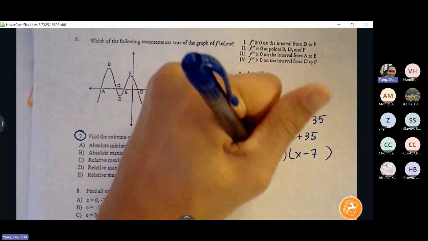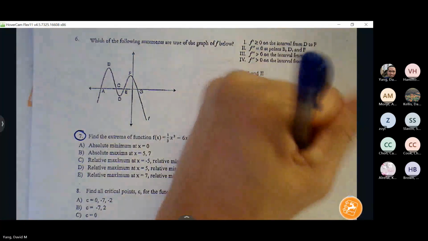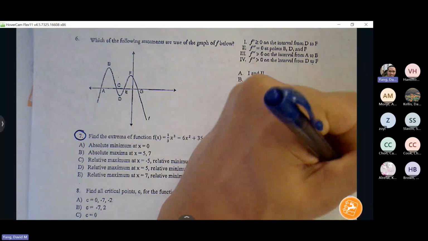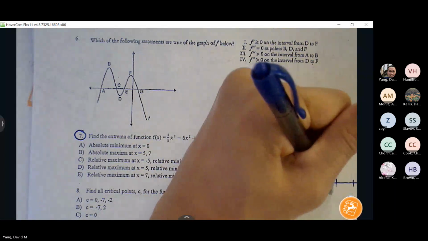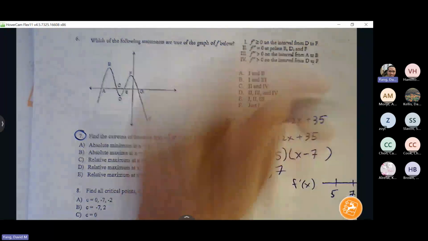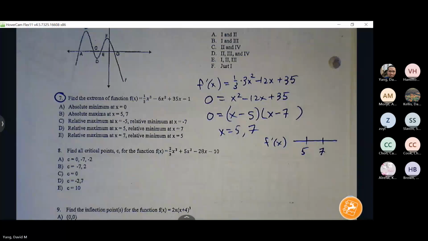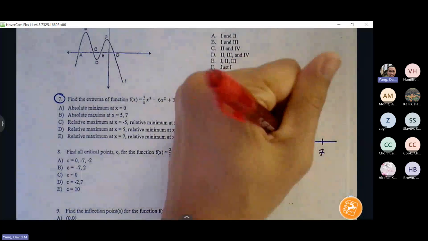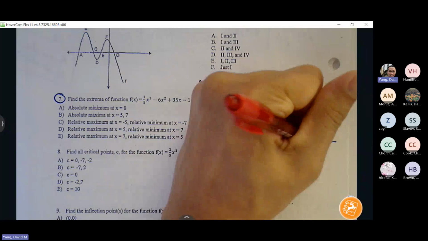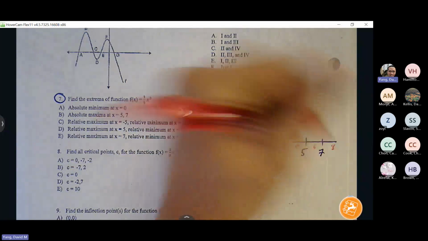Solve for x, we get 5 and 7. Put them onto our sign line and see how the graph is moving on either side of these potential max and mins. Here I can test any number to the left of 5. I'll choose 0. I'll choose 6. I'll choose 8.